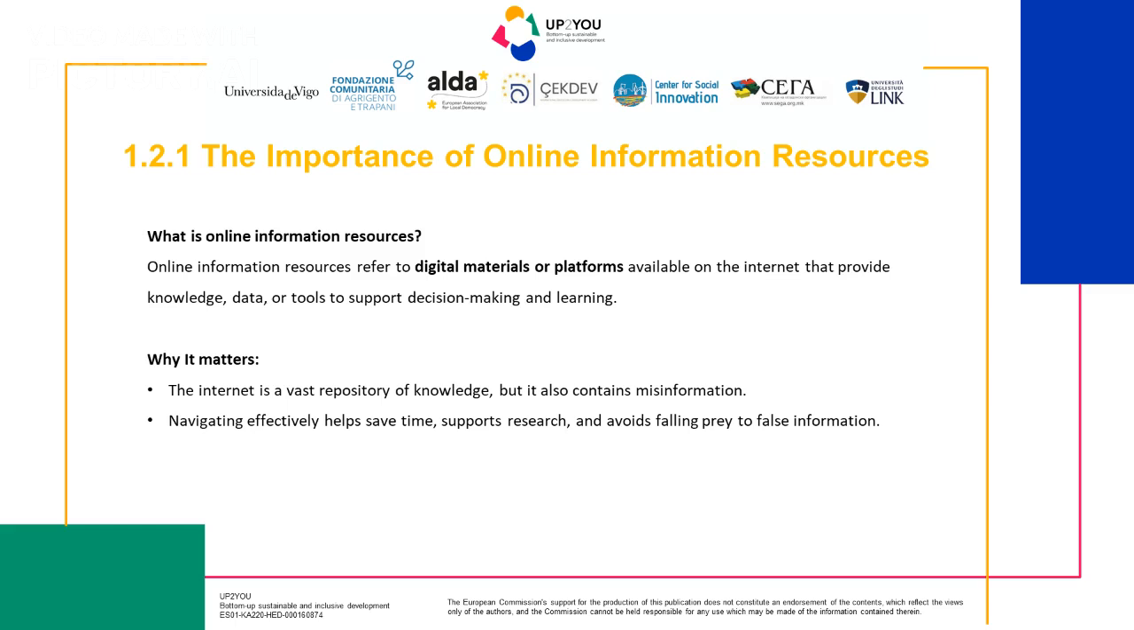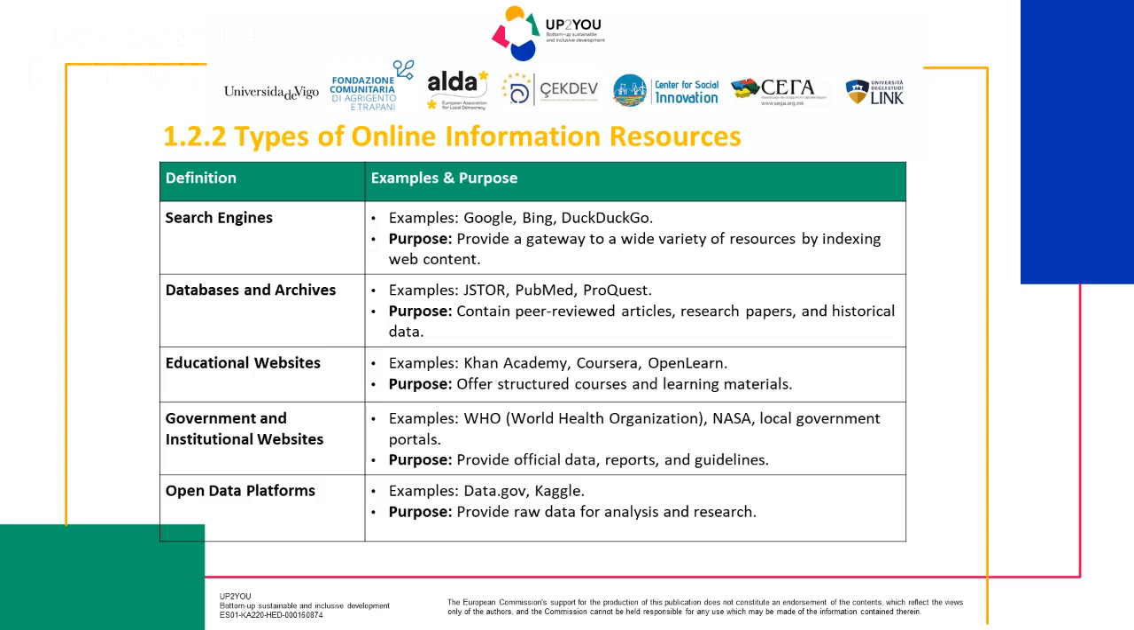The internet is a vast repository of knowledge, but it also contains misinformation. Navigating effectively helps save time, supports research, and avoids falling prey to false information. Online information resources can be categorized into search engines, databases and archives, educational websites, government and institutional websites, and open data platforms. Each type serves a unique purpose, from providing a variety of resources to offering structured courses and raw data.